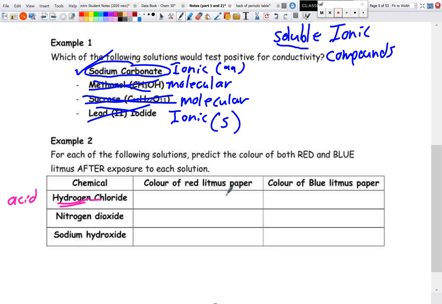So if it's an acid, that means red litmus paper will stay red. Blue litmus paper will turn red. So that's what an acid will do. Our nitrogen dioxide is a molecular compound.